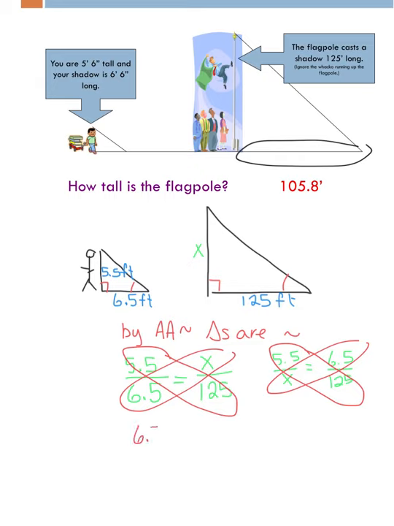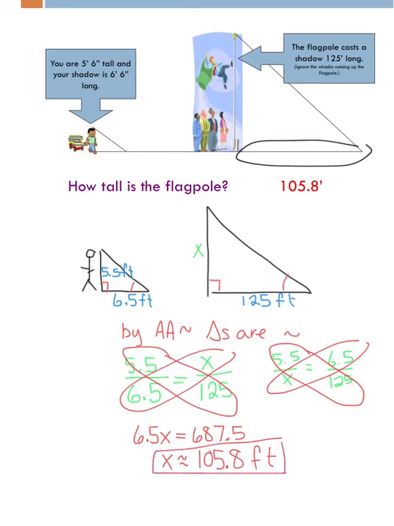We get 6.5x is going to equal 5.5 times 125, which is 687.5. And then I divide both sides by 6.5, and I get that the flagpole is approximately 105.769. So 769, we're going to round to 0.8, and that's feet. Okay, it should be taller than the human. It should be shorter than its shadow if we're going to be consistent with our proportions.